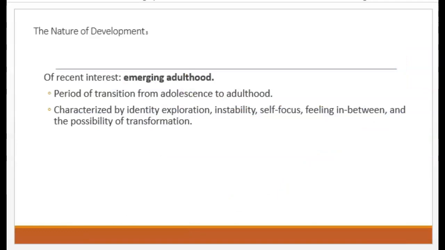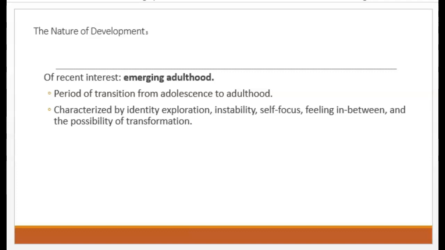Lately, there is also the idea of emerging adulthood. This is a transitional period between adolescence and adulthood, around 18 to 25 years old. This is a time of many possibilities. Individuals are still exploring career paths, deciding who they are as a person, and contemplating different lifestyles.